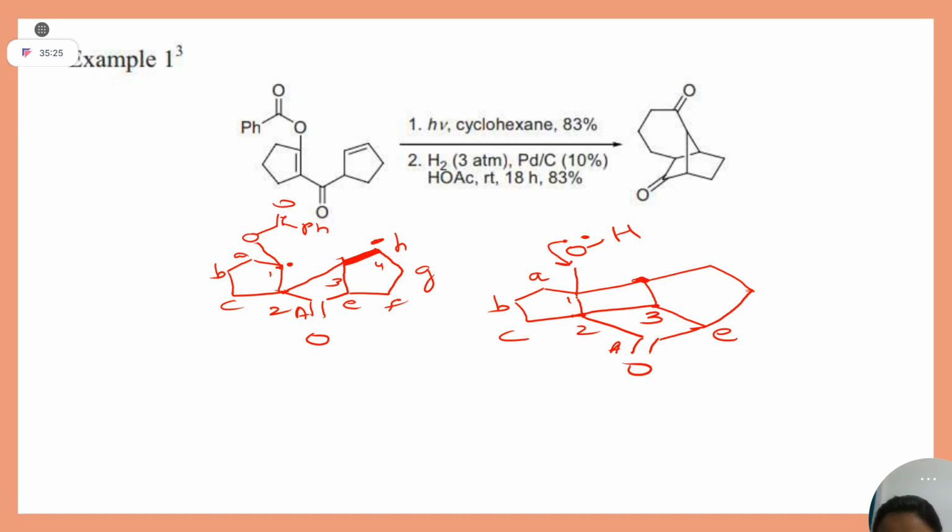Which bond will cleave, this 1-2 or this one? Obviously, this 1-2 bond will break, right? So how many membered ring will form? One, two, three, four, five, six, seven. Seven-membered ring, right? Yes or no? Or is there any confusion?